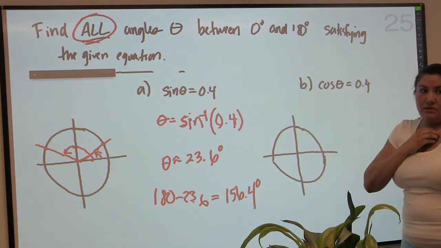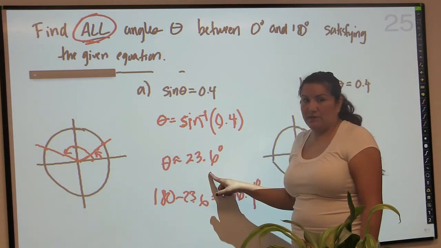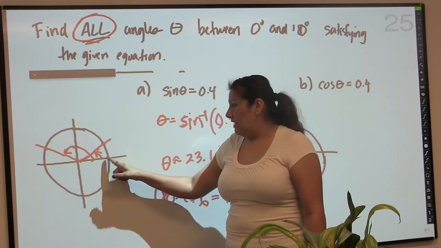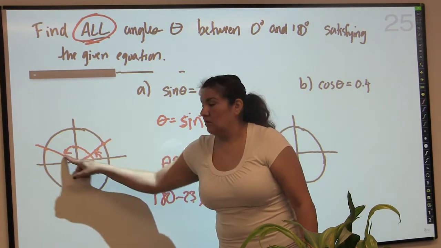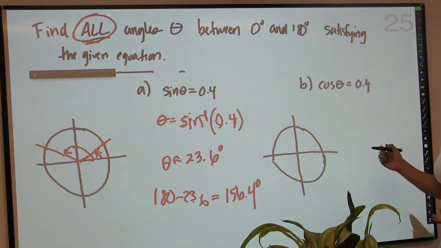But how do you know? So I did the inverse, and I got 23.6. So that's basically this little angle. And then 180 minus that will give me this angle. Okay, it's important to know that because now we're going to do cosine.